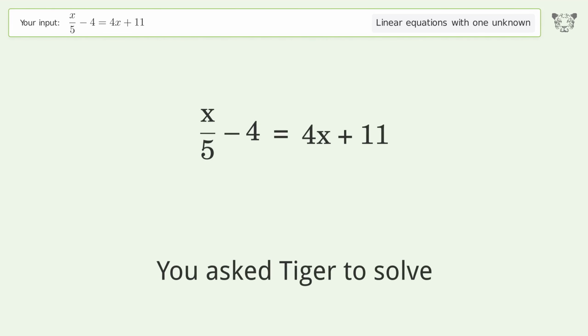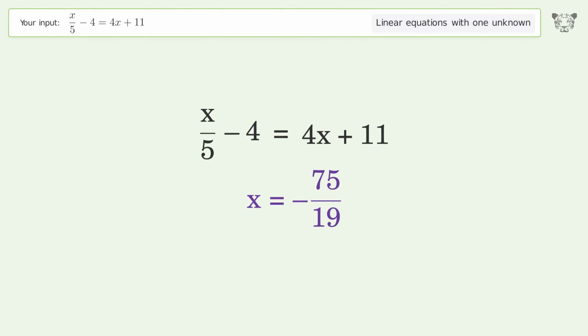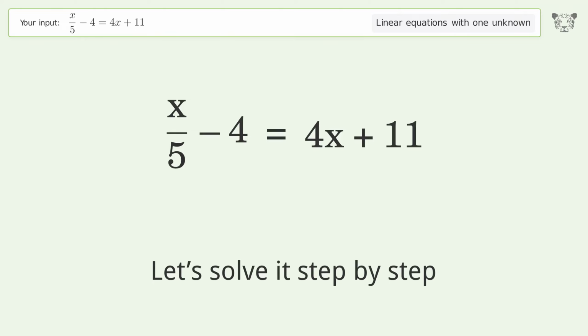You ask Tiger to solve. This deals with linear equations with one unknown. The final result is x equals -75/19. Let's solve it step by step.